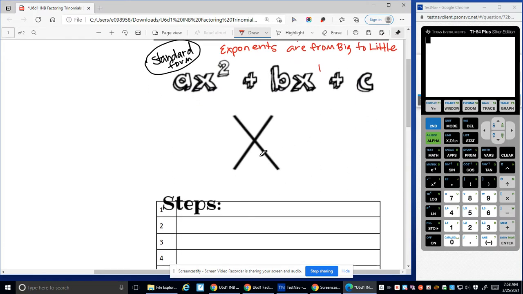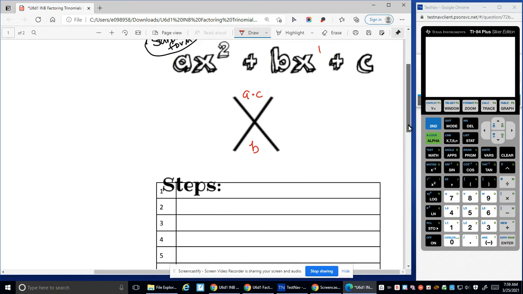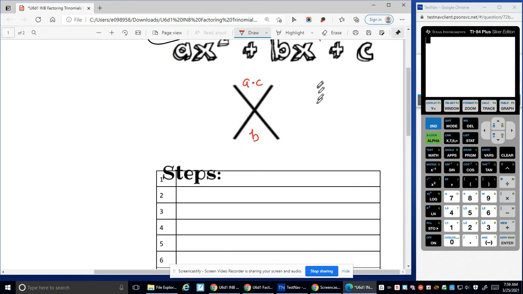And the basic structure is this, okay? You're going to identify your coefficients. First coefficient is going to be A, B, and then finally you have a constant of C. So that's going to be A times C. That's what's going to go on the top of the X, right? And then here we have B on the bottom, okay? And then we're going to use the calculator to come up with our factors. And we're going to divide by A.